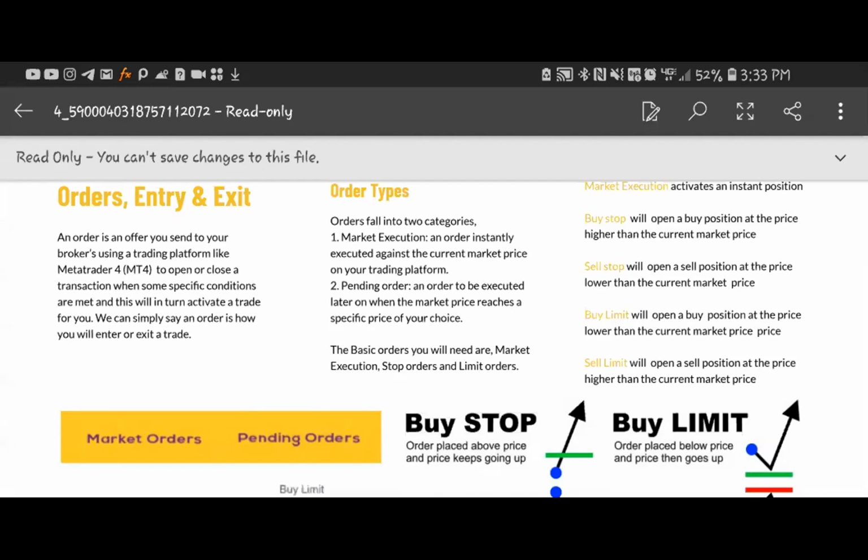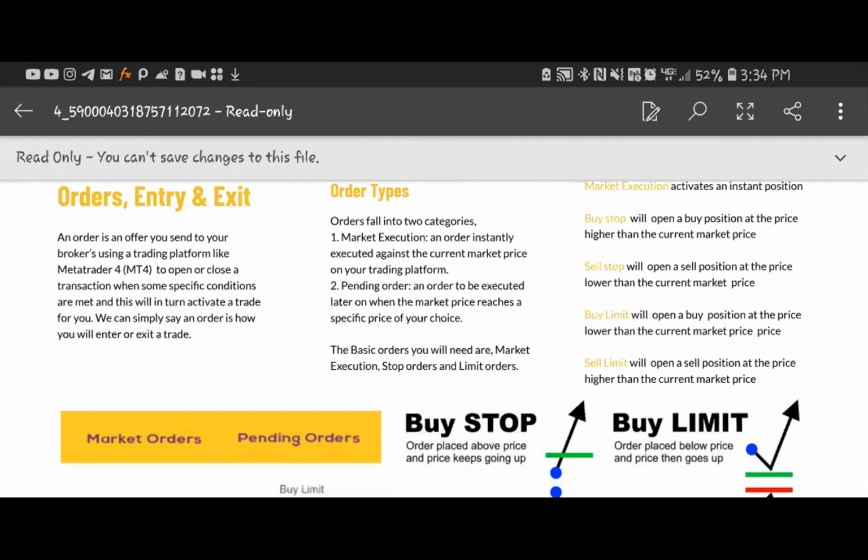We call them orders because we're placing an order in the market. Whether you're buying or you're selling, you are placing an order in the market. So for instance, you want to buy gold. You are entering a buy order for gold. Do you understand? So the two categories are market execution and pending order. Market execution is I want to buy this particular currency pair now. So you're entering the market now to buy at that entry price.